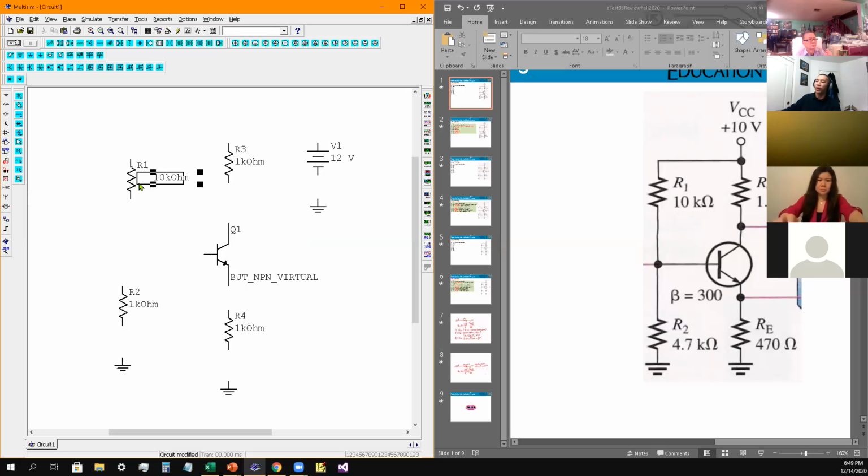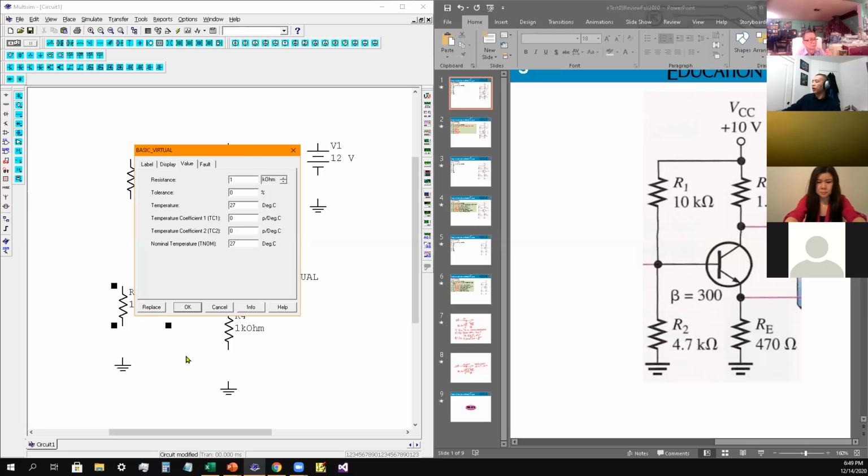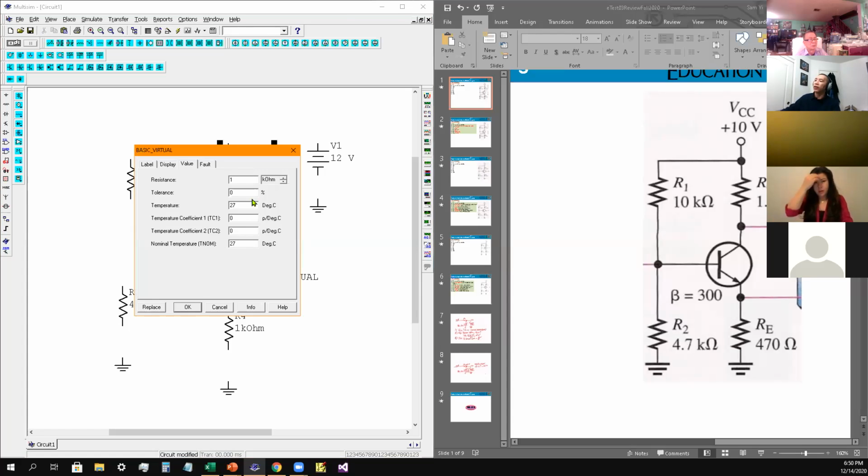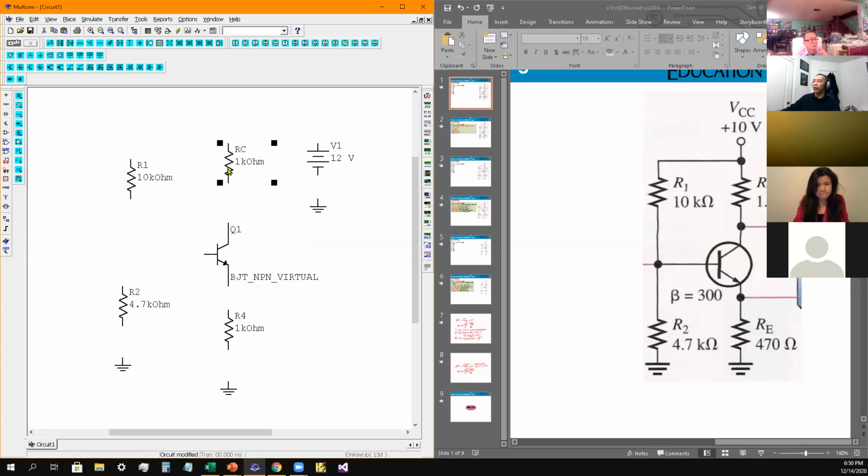Now do the same thing on here, and this one is 4.7K. Click OK. Now we look at this one right here. It's going to be 1 kilo ohm and the label is RC. So I click on that, and this is 1 kilo ohm, and right here under reference ID, we're going to change the label to RC.